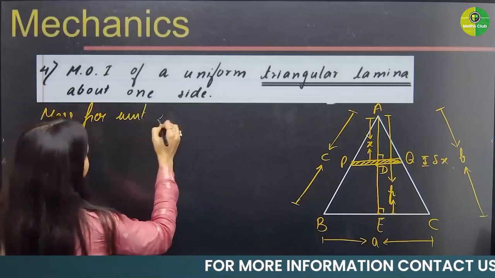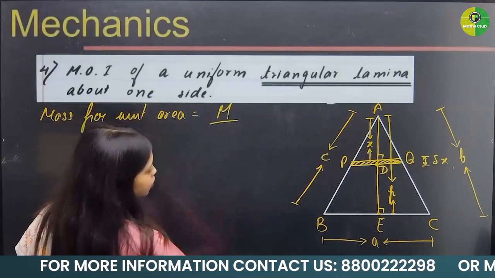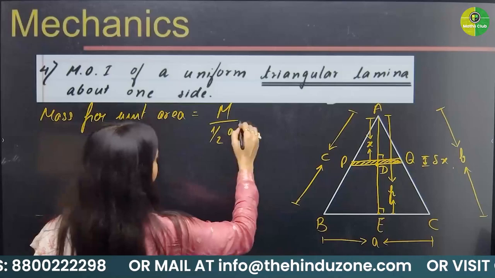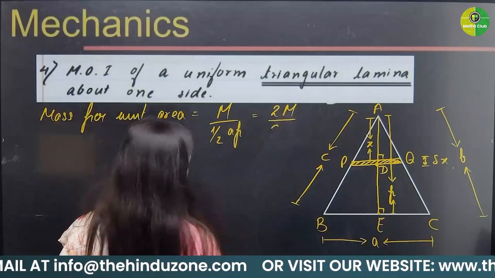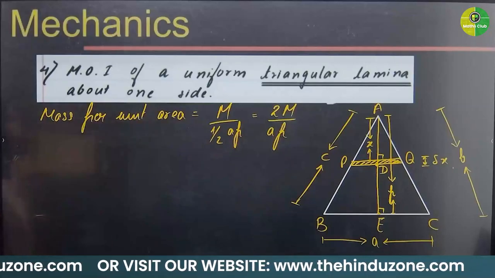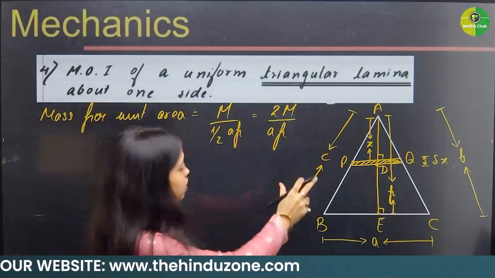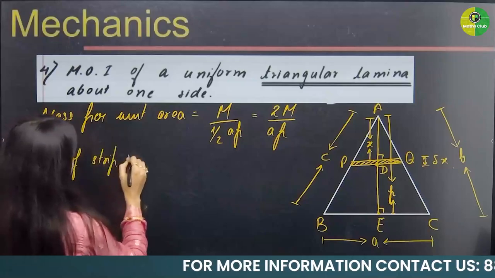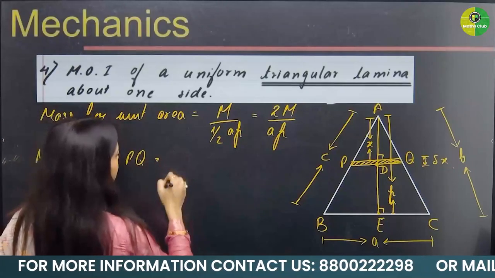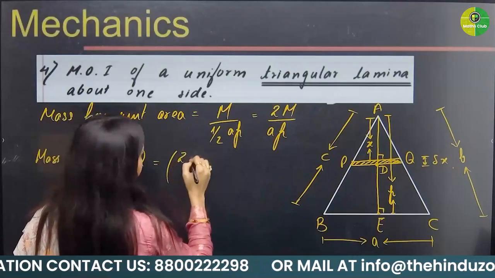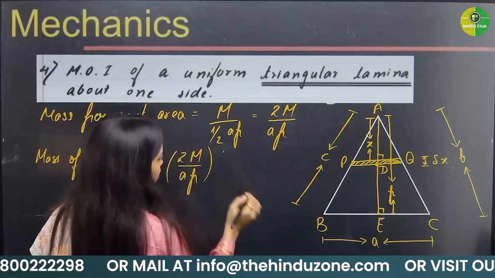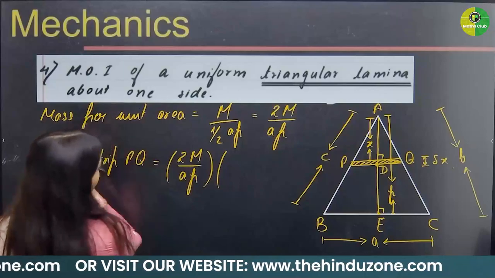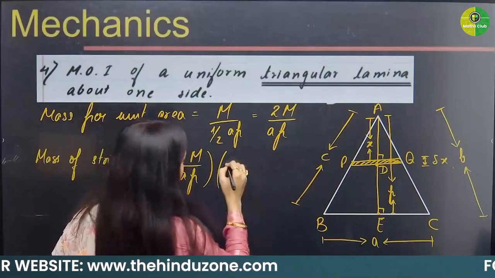Mass per unit area. Area is 1 by 2, half into base into height, so the mass per unit area is 2m by AP. Right. So what is the area of that strip? The mass of strip PQ is mass per unit area multiplied by the area of this strip, that is PQ multiplied by del x.